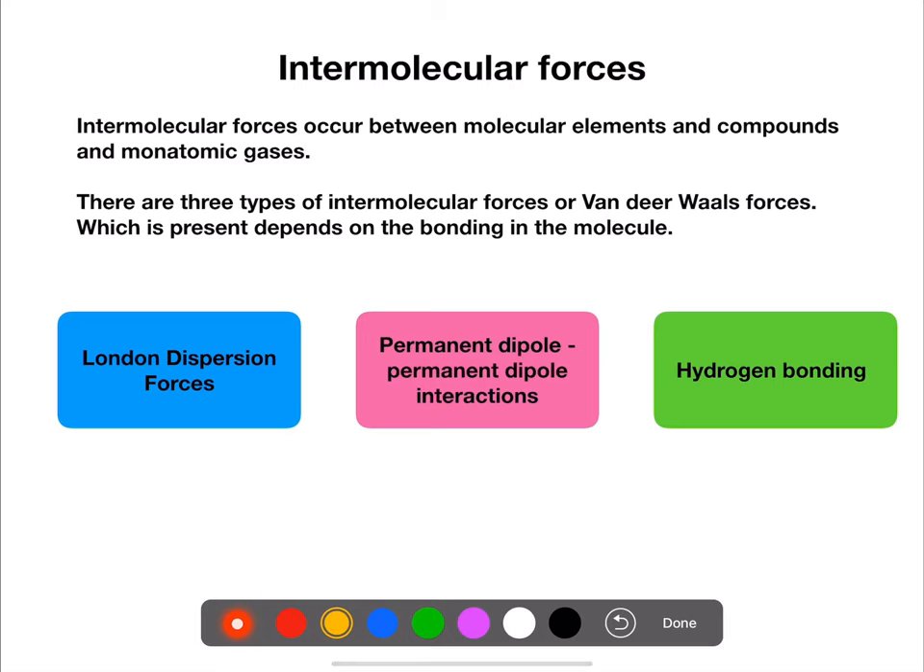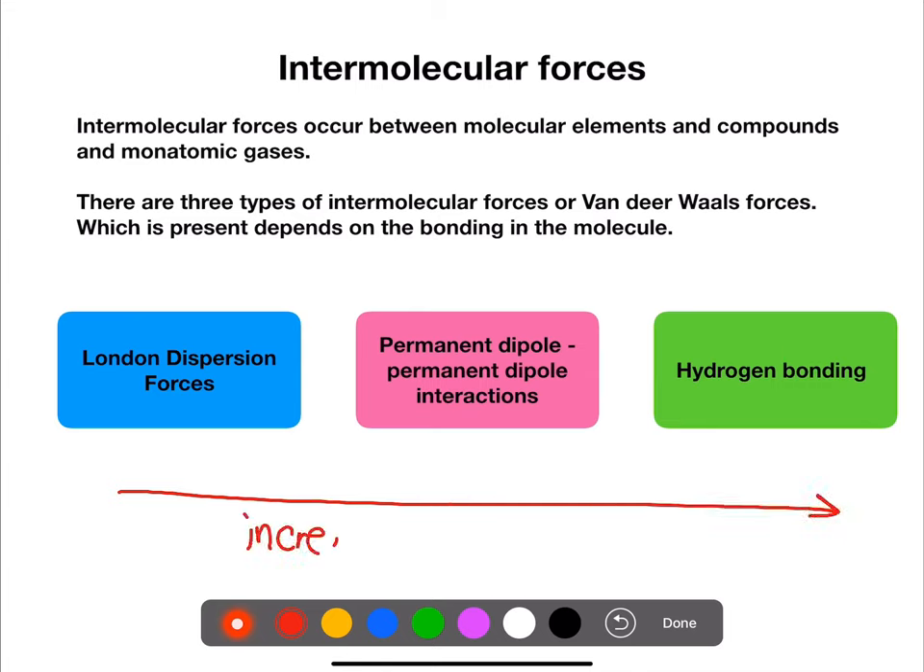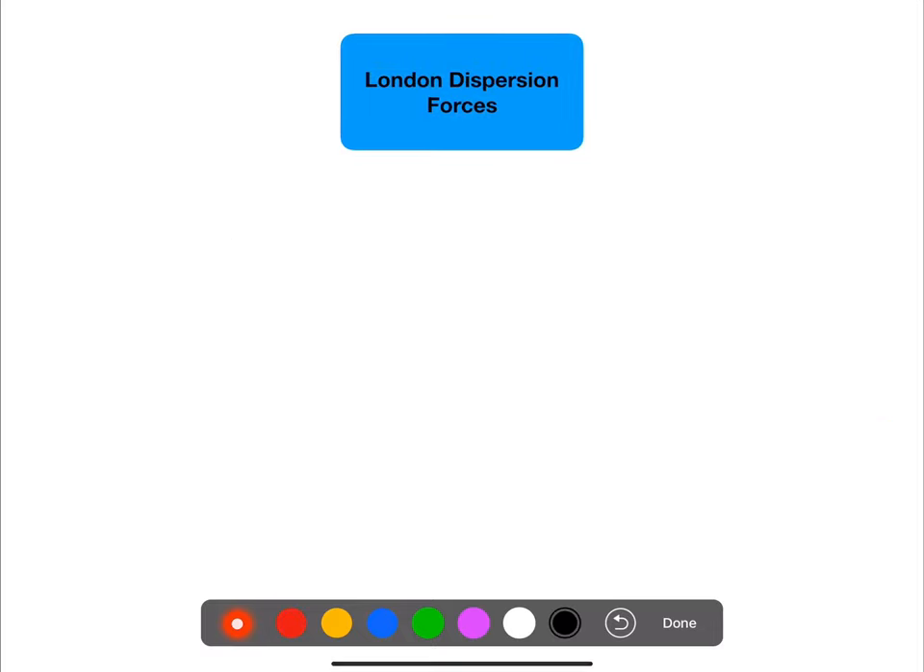Intermolecular forces occur between molecular elements and compounds, and also between monatomic gases. There are 3 types of intermolecular forces, or van der Waals forces, and which is present depends on the bonding within the molecule. Going from London dispersion forces to hydrogen bonding, we have an increase in strength. Molecules which have hydrogen bonding tend to have higher melting and boiling points and be more viscous than those with only London dispersion forces. London dispersion forces occur between all monatomic gases and all molecules.